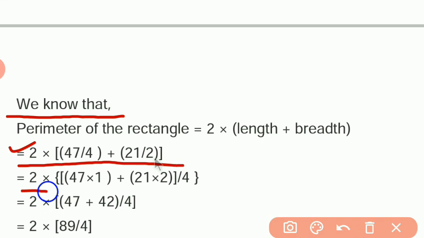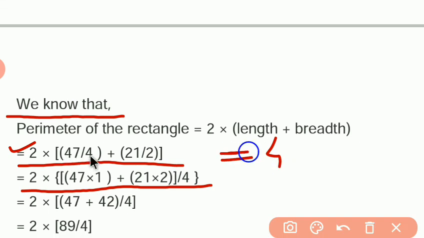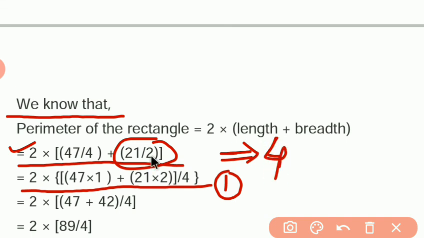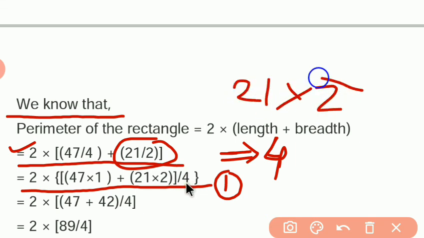But you can see that here the denominators are not equal. For making the same denominator, first we'll take the LCM of 2 and 4. If we take the LCM of 2 and 4, we'll get the LCM equal to 4 only. So here 4 is already given. It means in 47 we have to multiply by 1. Here the denominator of 21 is 2. Now we have to make 21 by 2 with the denominator 4. So by which number should we multiply 2? By 2. For getting 4 we multiply by 2 in the denominator 2. So by 2 we will multiply in the numerator also. So 21 into 2 upon 4.